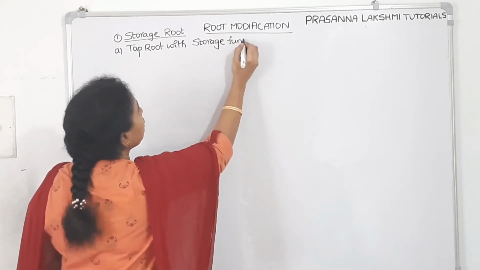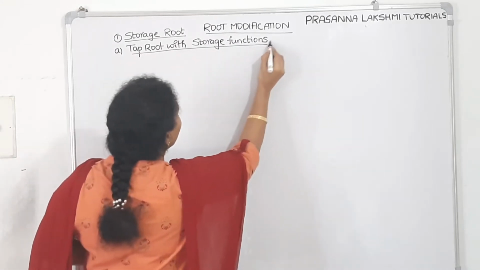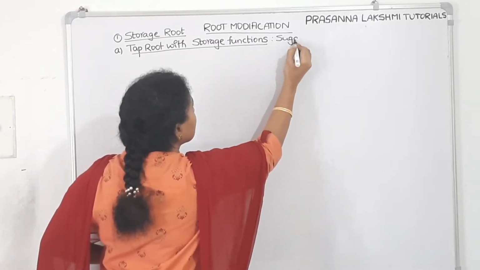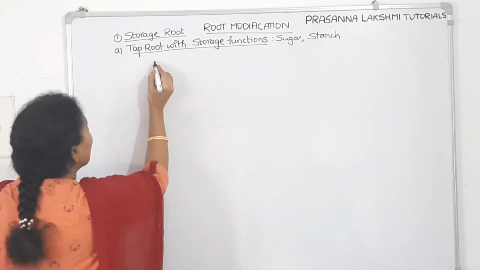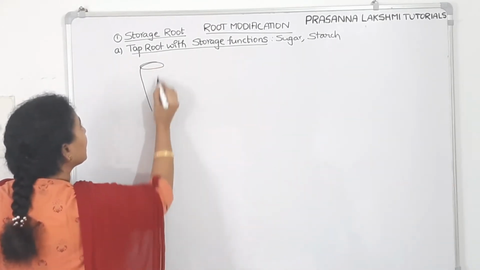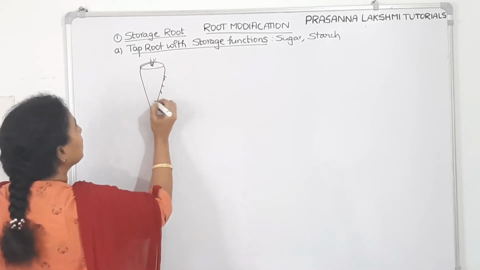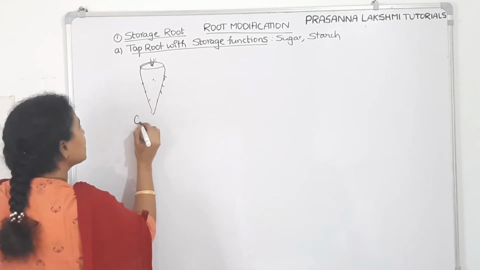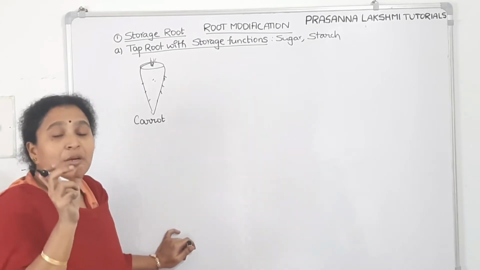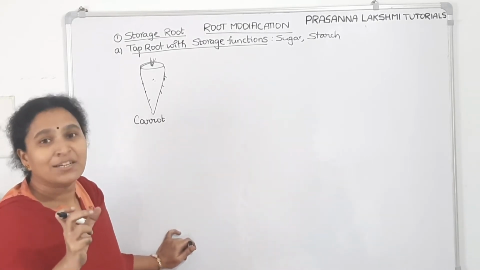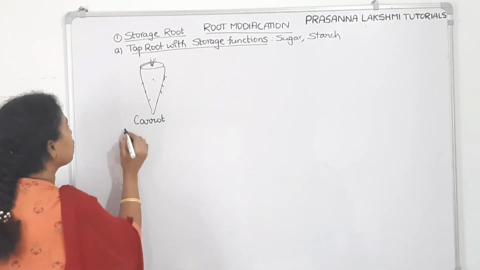Under this we can take the examples of the taproot storing food, storing sugars, storing starch. Under this we can take the example of carrot. Carrot is a taproot. The primary root itself will swell and store the food. So what is the shape of the carrot? It is conical. So it is a conical storage root.